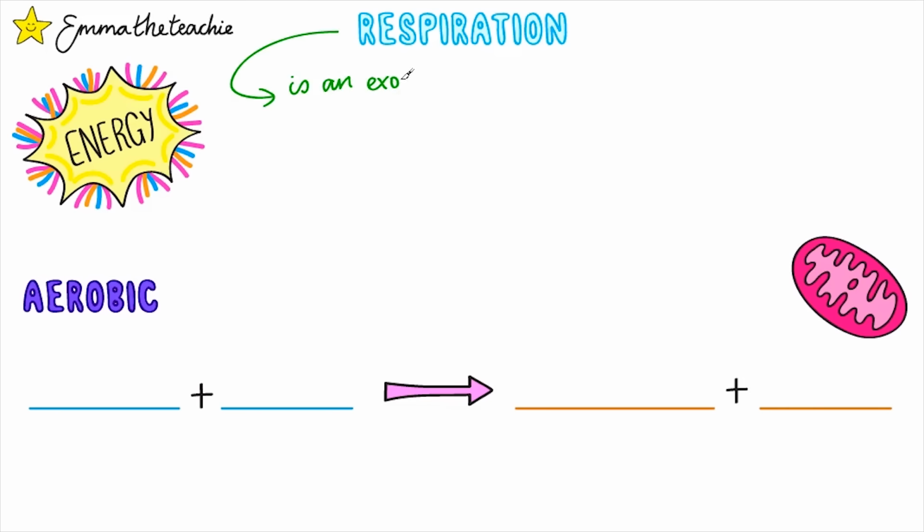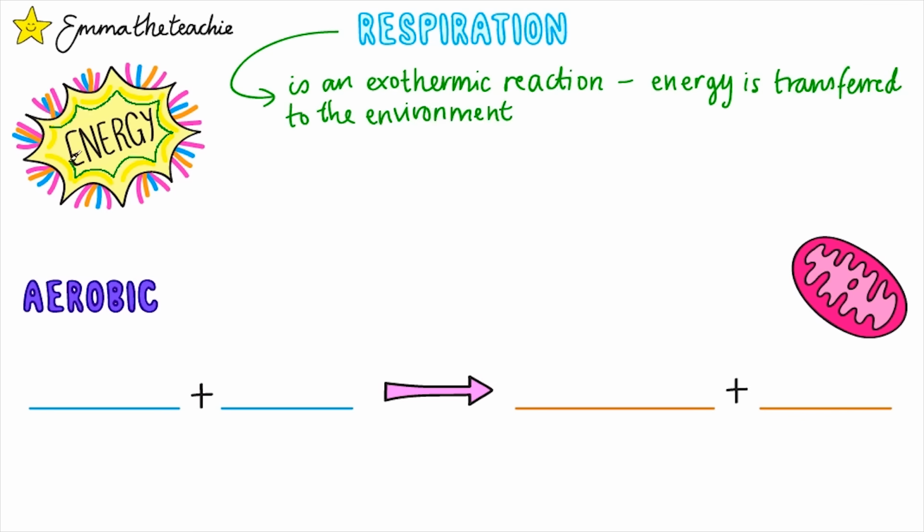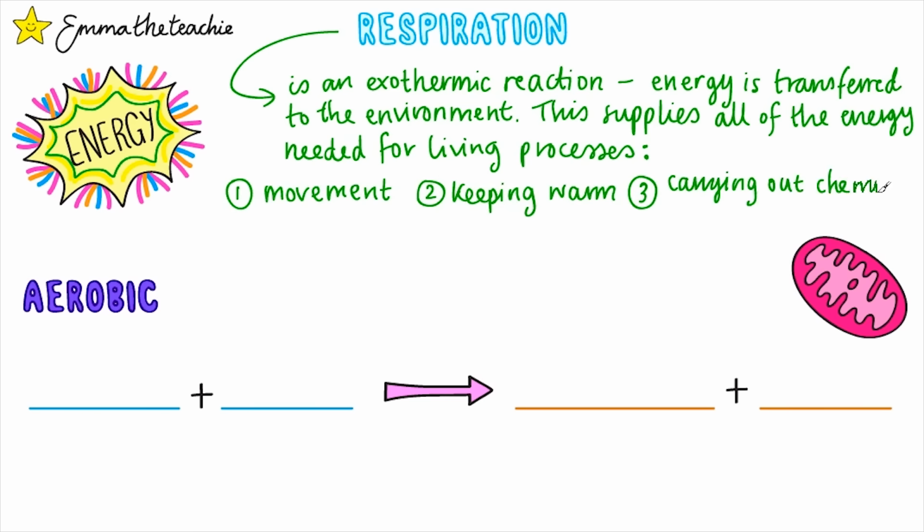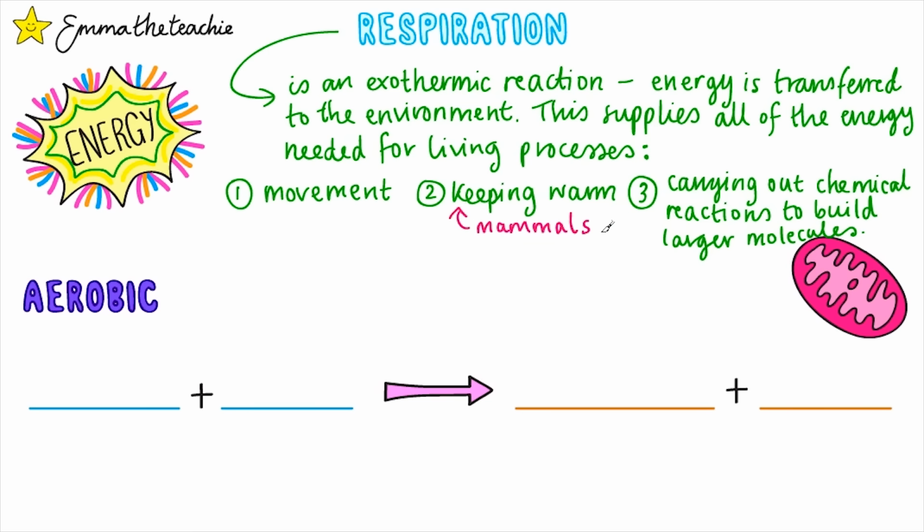5. Respiration. Respiration is an exothermic reaction, which means energy is transferred to the environment, i.e., it is released. This energy supplies all of the energy needed for living processes in organisms, for example, movement, keeping warm, and carrying out chemical reactions to build larger molecules. Note that the keeping warm aspect largely applies to mammals. If we were asked about how a plant uses the energy transferred in respiration, then this wouldn't apply. Instead, we could mention how active transport in the roots requires energy to bring mineral ions against a concentration gradient. That's a good link across topics.